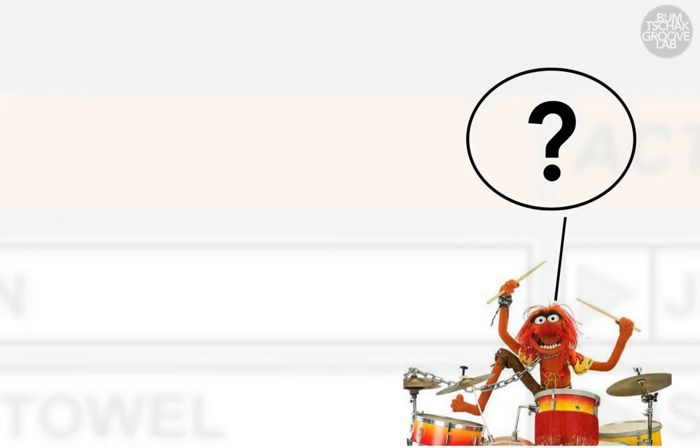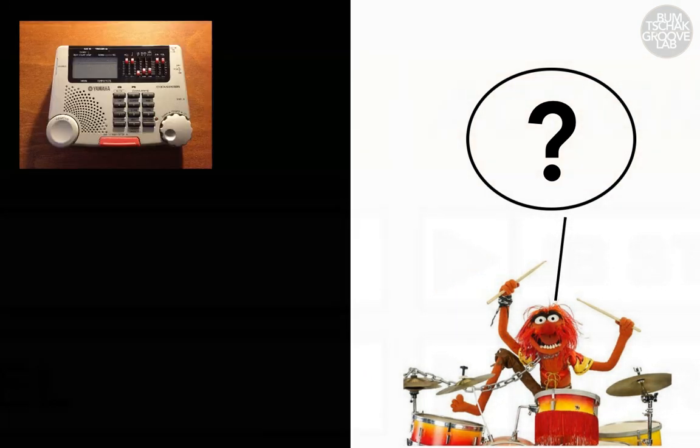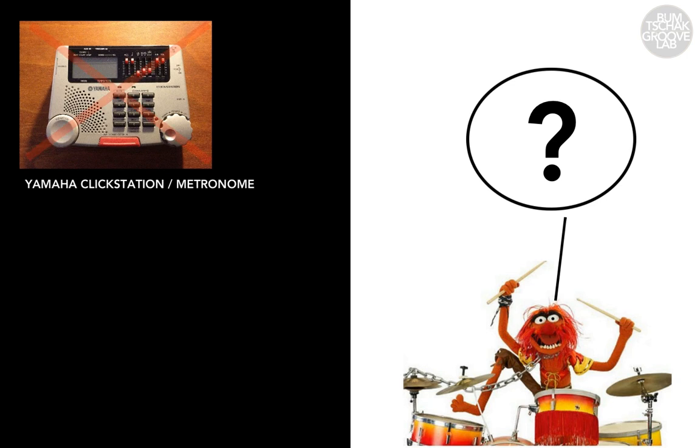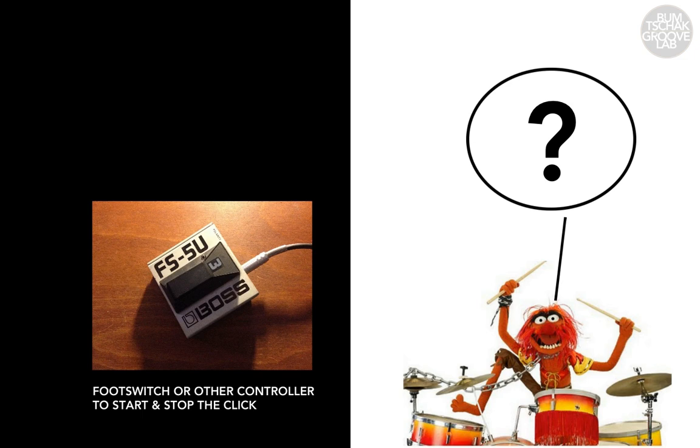So the question for me was, how can I replace some of this extra gear that I and most other drummers I know bring to work? And that would be a metronome, something like the Yamaha Click Station, a foot switch controller, or some other controller to comfortably start and stop the click on stage.